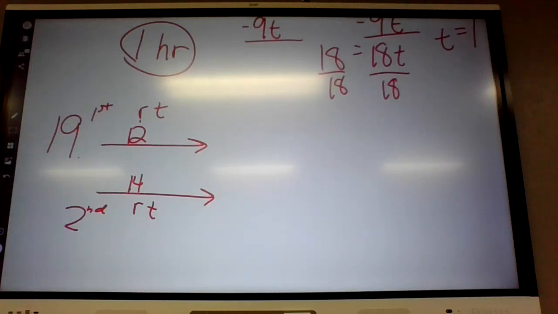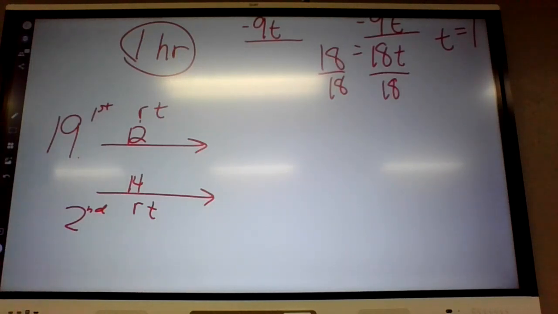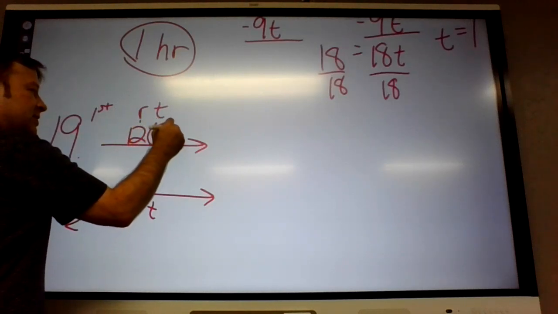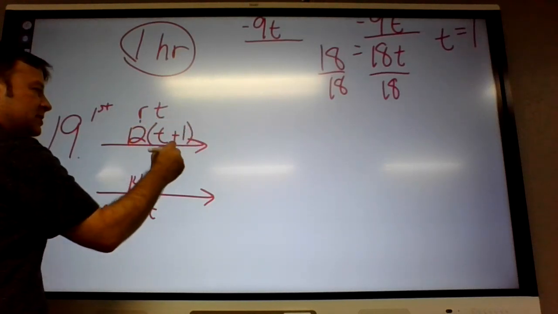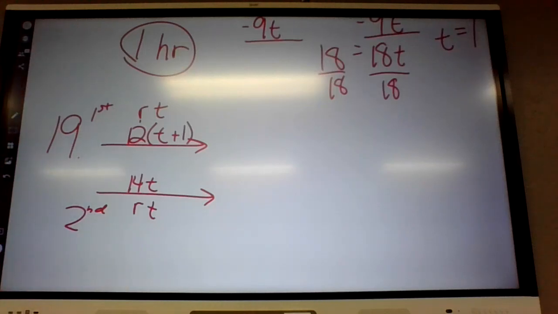Okay, what about their times? The first boat left at 4 a.m. The second boat left at 5 a.m. Who was traveling longer? The first boat, because he started at 4. How much longer travel time would he have? 1 hour. So we could call his time T plus 1, if we call the later boat just T.